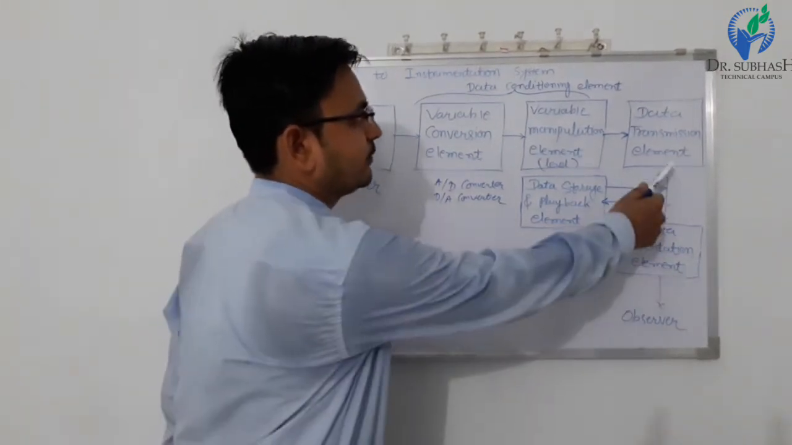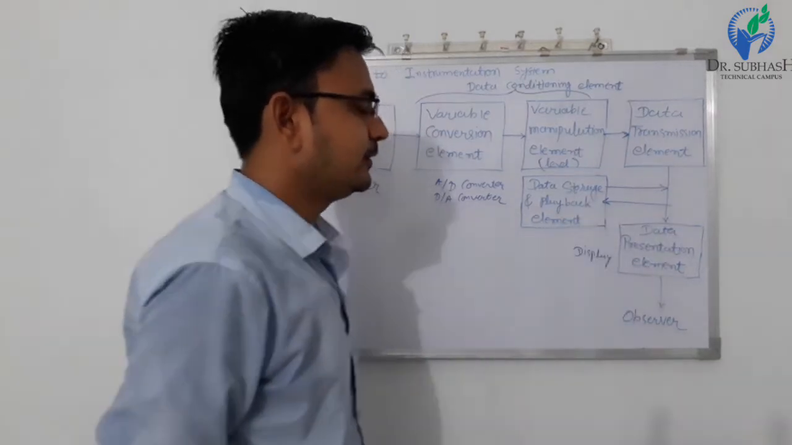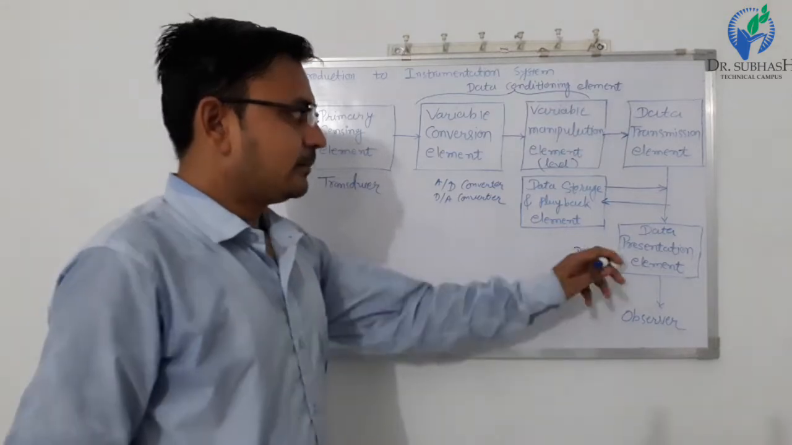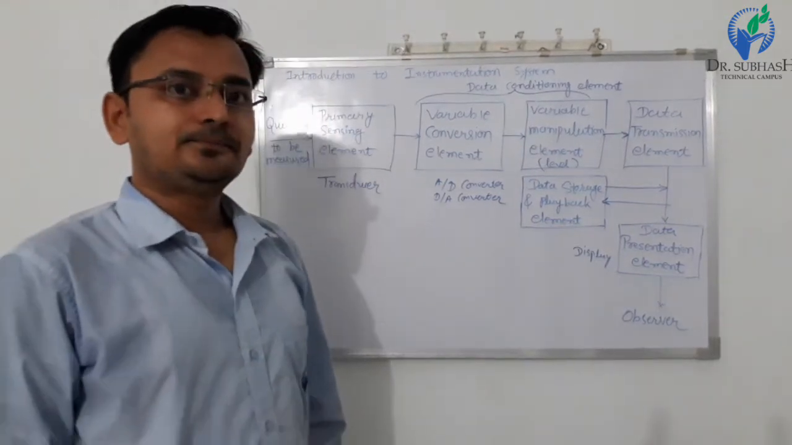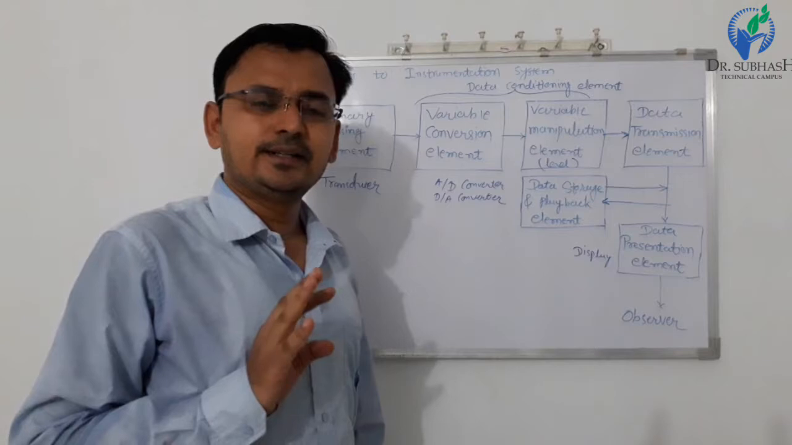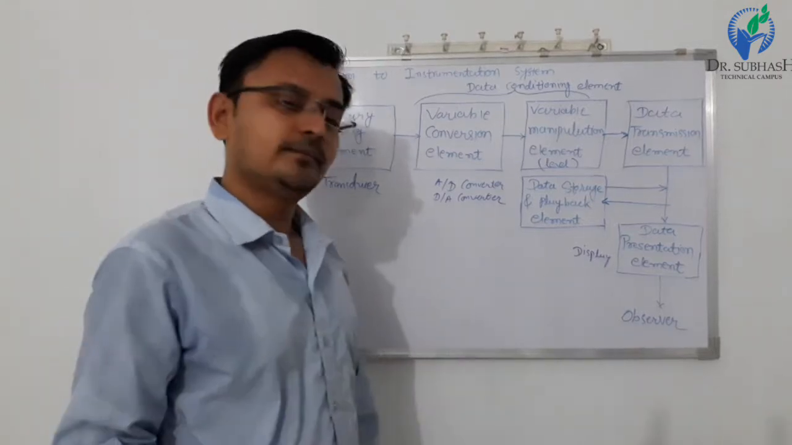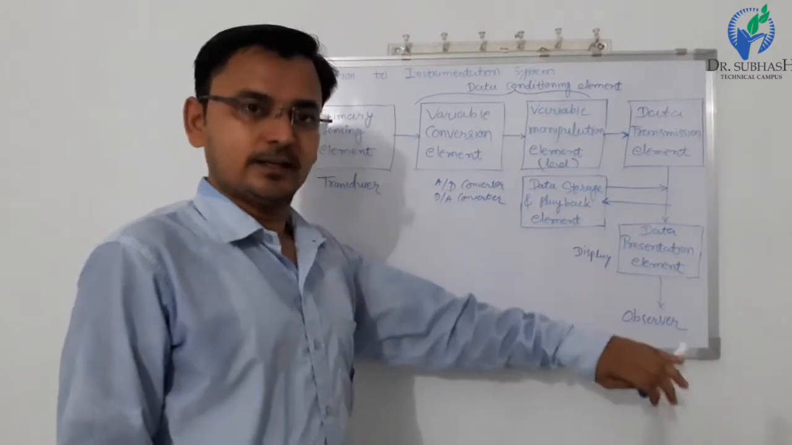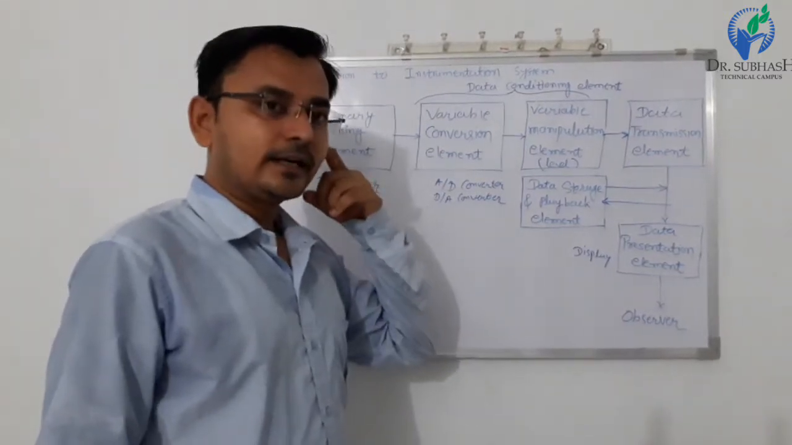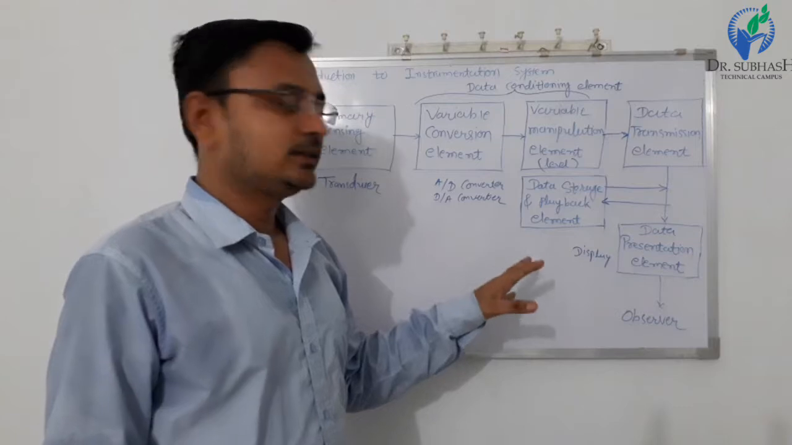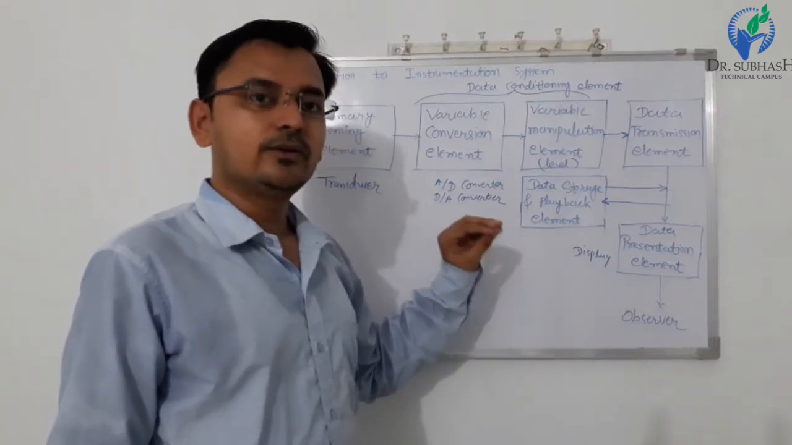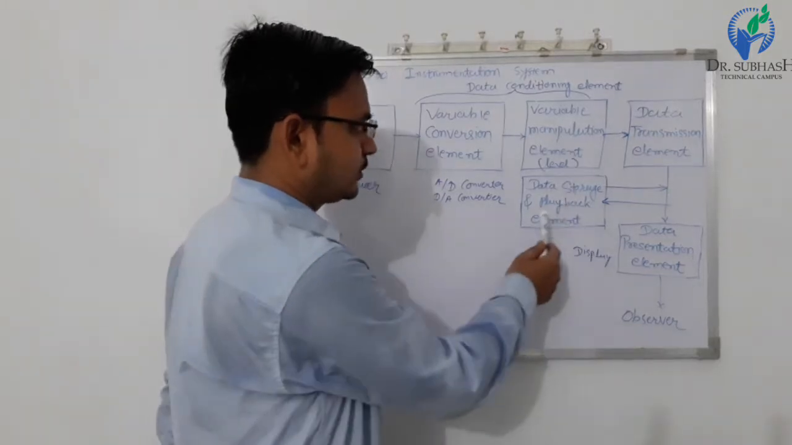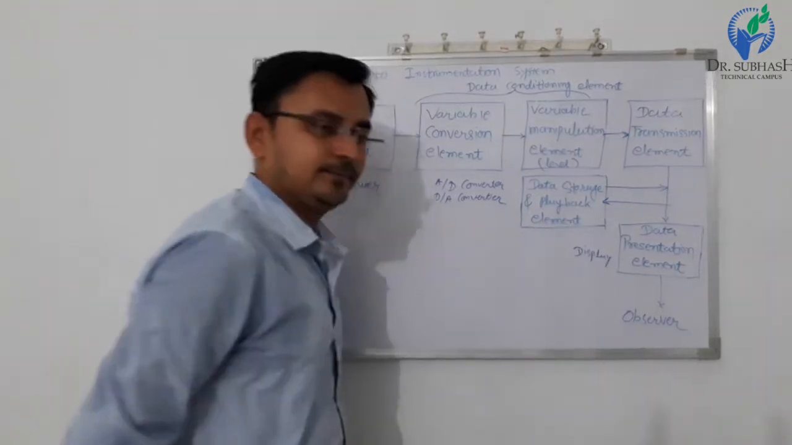Then the output from the data transmission element is given to the data presentation element. Data presentation means generally there is a display. Display is one presentation element. It is not only display, many devices are there for presentation, but generally an LCD or display is used for this. And here is a data storage and playback element.